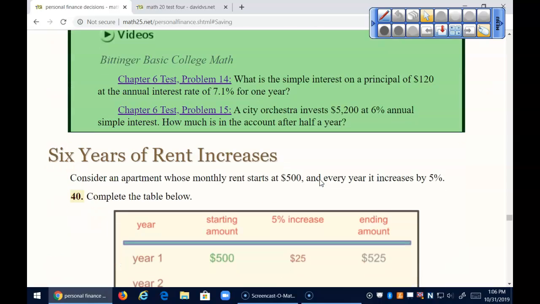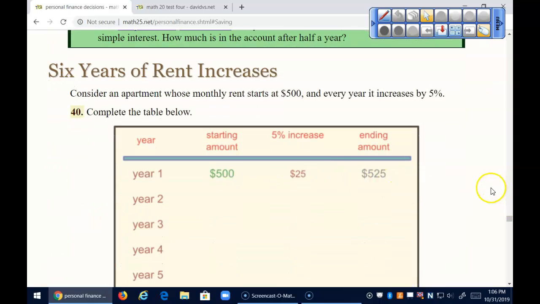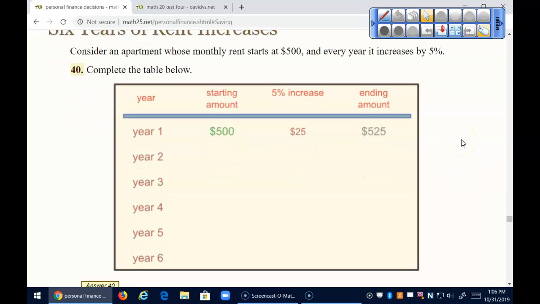Appreciation and depreciation we'll talk about next time when I see you on Tuesday. That will be a good way to review this with a different setting. For now, we're going to do 6 years of rent increases. There's an apartment. The monthly rent starts at $500. Every year, the monthly rent goes up by 5%.